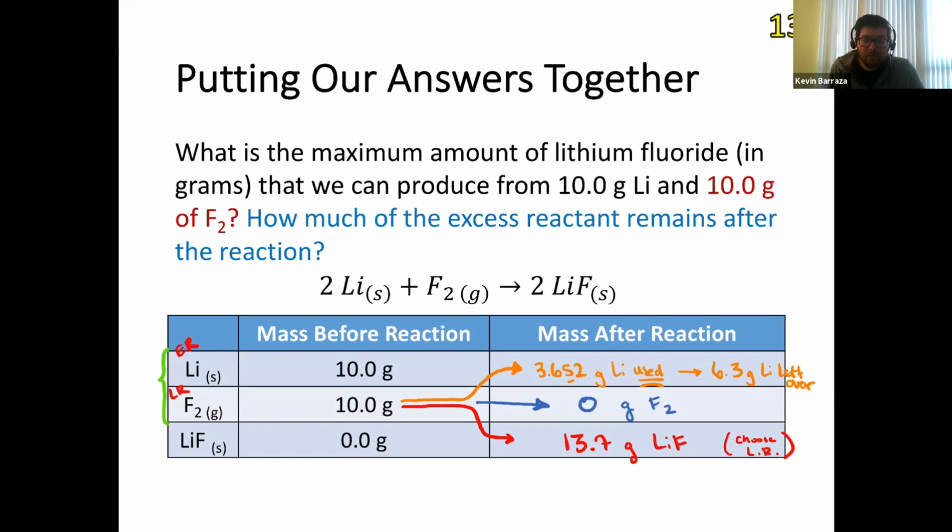So one thing to note is that while the calculations can be tedious, knowing the definitions of things, knowing what they mean, can help save you time. Because if you tried calculating, it's kind of trivial and not necessary. You'd be calculating how much fluorine you use with 10 grams of fluorine, and you'll find out that it's 10. And so if I have 10 grams and I use up 10, I have 0 left.